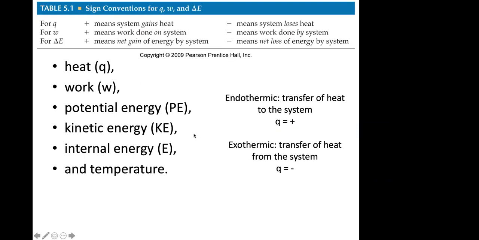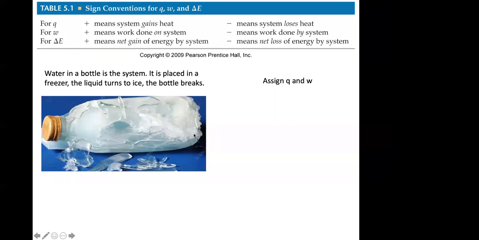How do I see this on exams? Oftentimes I see scenarios like this. Let's look at this one. It says, let's consider water in a bottle. We'll consider that to be the system. We take that, we put it in the freezer. We find that the water turns to ice and the bottle breaks.